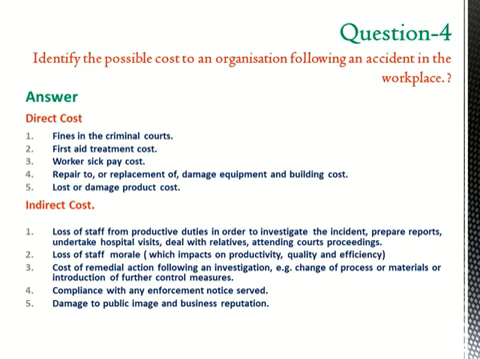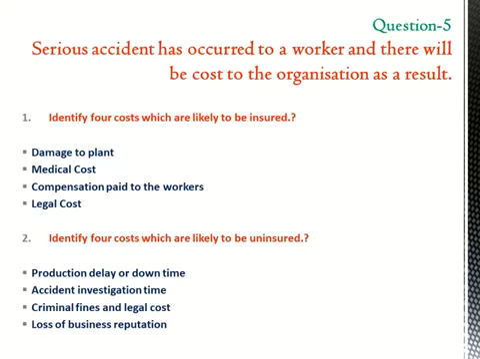So the next question we are going to move to: a situation has been given that a serious accident has occurred to a worker, and there will be a cost to the organization as a result. So identify 4 costs which are likely to be insured and 4 costs which are likely to be uninsured. Means what kinds of cost you can insure against and what kinds of cost you cannot insure against.